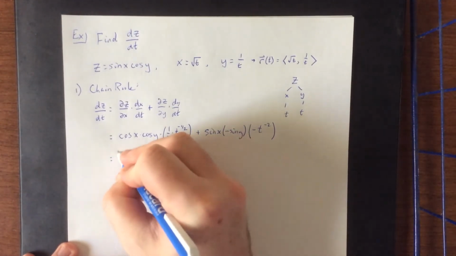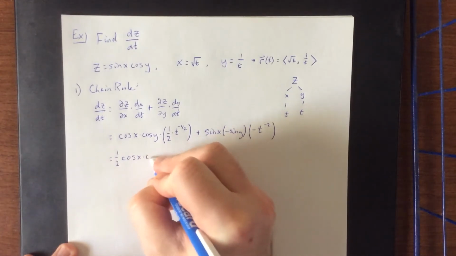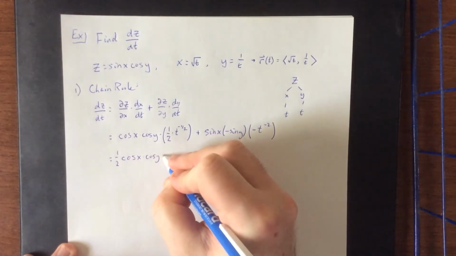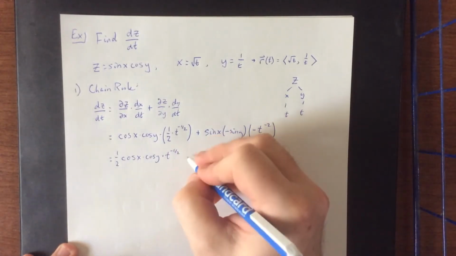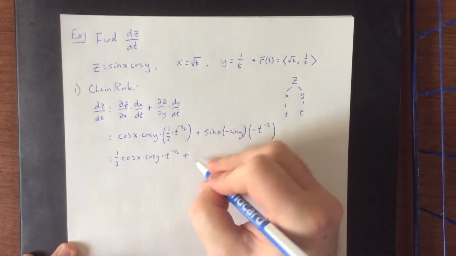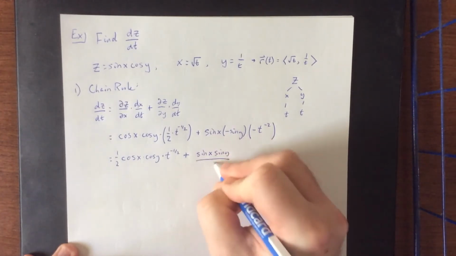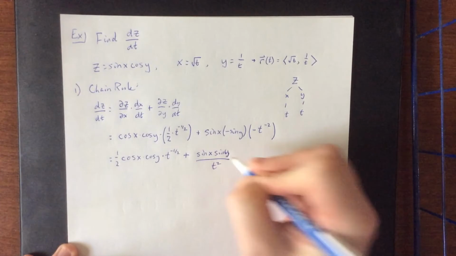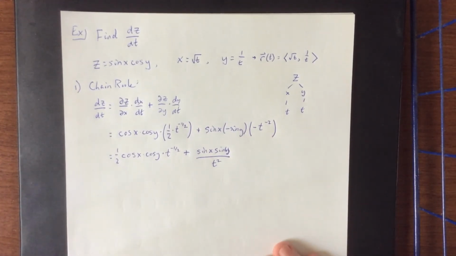Additionally, if we wanted to try to clean this up a little bit, we could put the 1/2 in front, cosine of x, then cosine of y, then times t to the negative 1/2 power. Here we have two negatives that are canceling each other out, so we could call this plus, sine of x times the sine of y all over t squared. That's a weird looking y. Or, whatever algebraic manipulations you wanted to make to it.